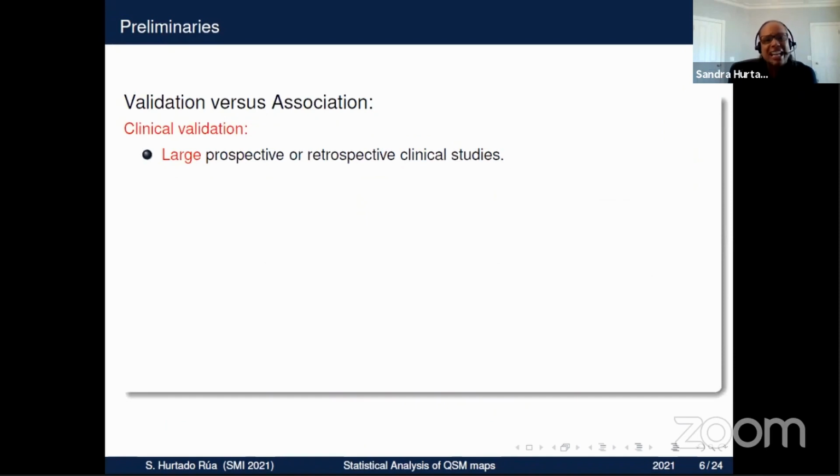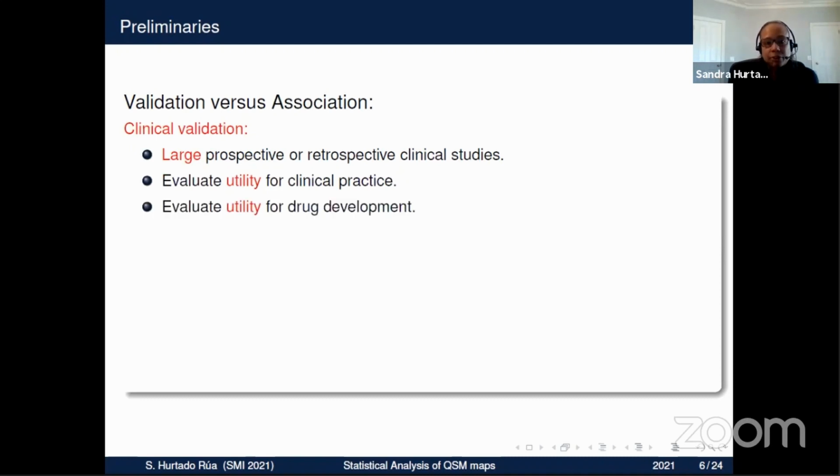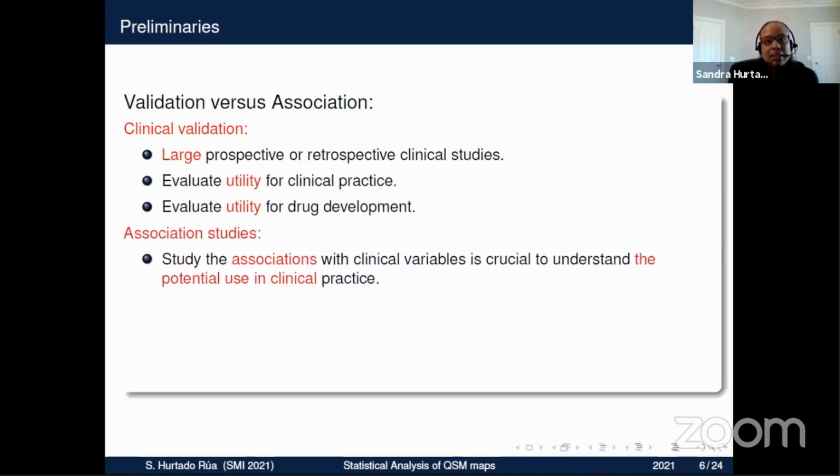So what does validation really mean? It's not only to have a large data set, but also to evaluate the utility for clinical practice or for drug development. What we have done so far is very important and gets us there: we try to see the associations between QSM and clinical outcomes. We have done this through two different measurements. One is the intensity itself, as Elizabeth mentioned before, and the second is the number of rim-positive lesions, as Susan also mentioned before.